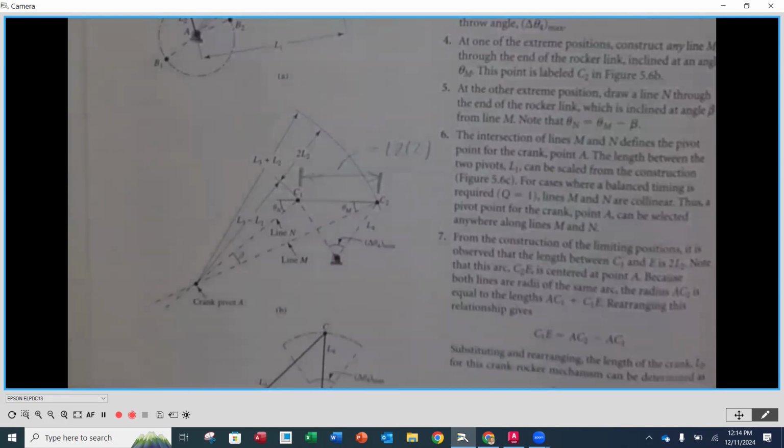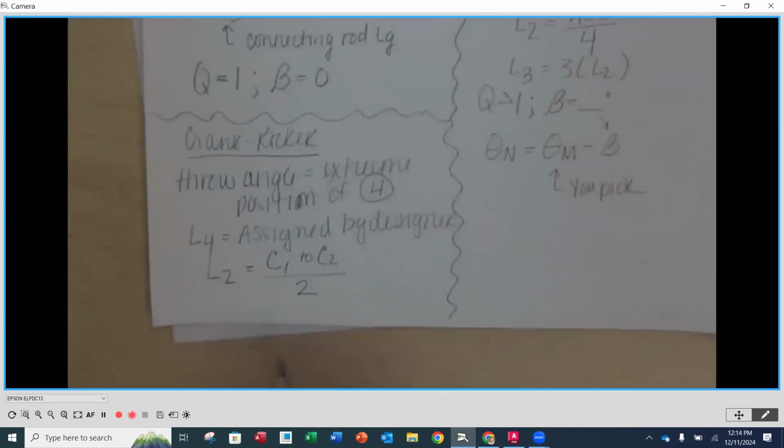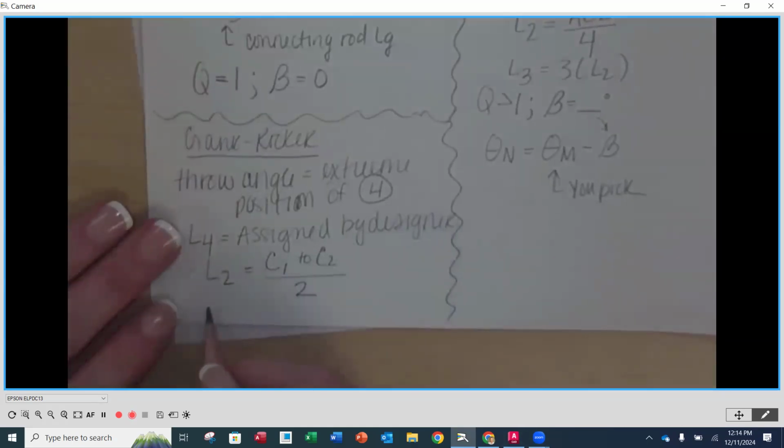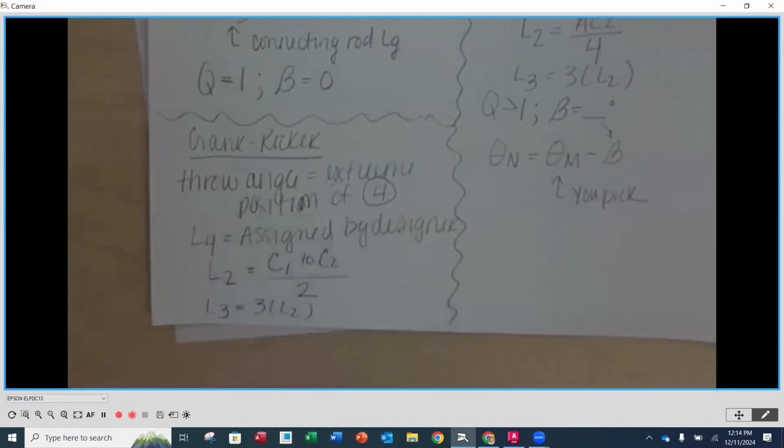All right. So the length of L2 is going to be equal to that distance between C1 and C2 divided by 2. And then additionally, just like we had before, we know that our L3 is going to be equal to 3 times L2.